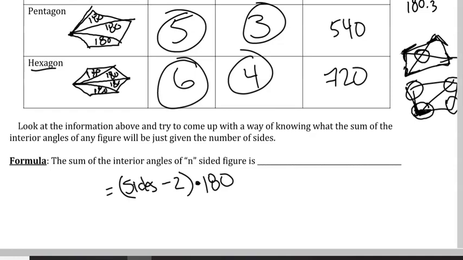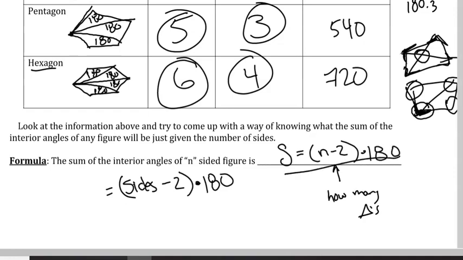That's your formula. If you want to get the sum of the interior angles of any figure, you would take the number of sides and subtract 2. That would tell you how many triangles. And then I multiply by 180 degrees for each triangle. So if you had a 100-sided figure, you would go 100 minus 2 times 180, and that would tell you the sum of all the interior angles.